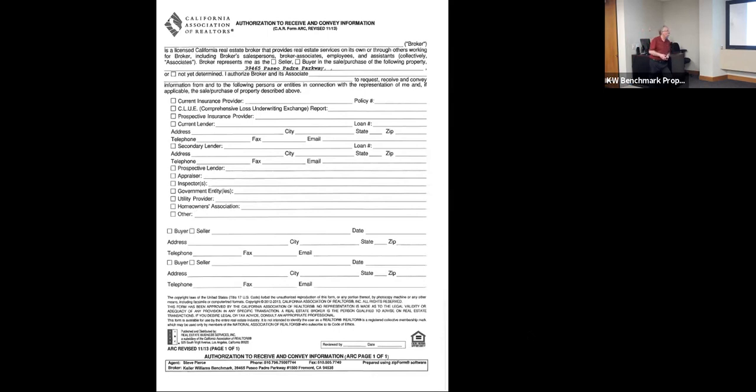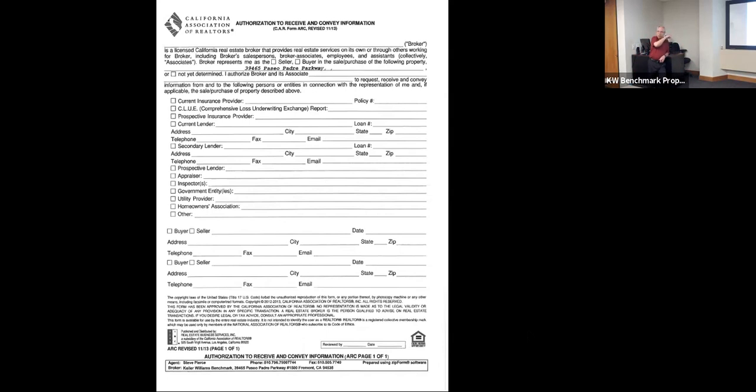Okay, this form here is authorization to receive and convey information. Back in the short sale days, we needed this form signed by our sellers to provide to their lender so that we could negotiate a modification of their loan in the short sale to get the property sold, because we were selling the properties for less than what was owed on the property. So we needed written authorization from the seller to negotiate with the seller's lender.